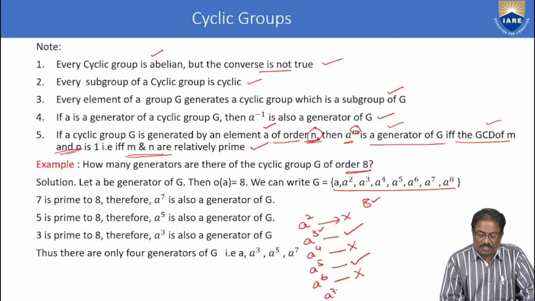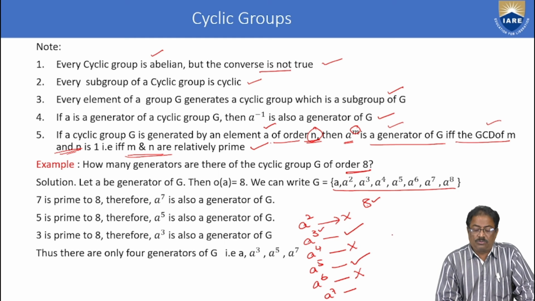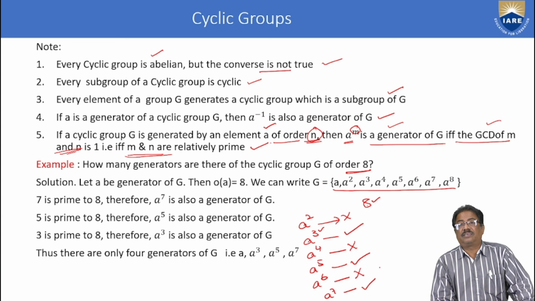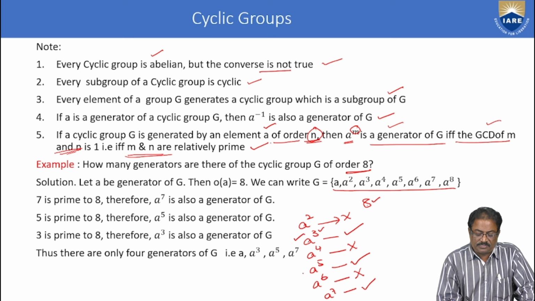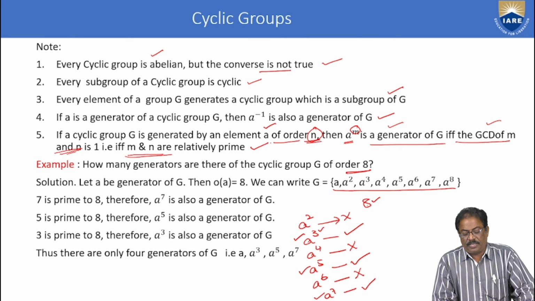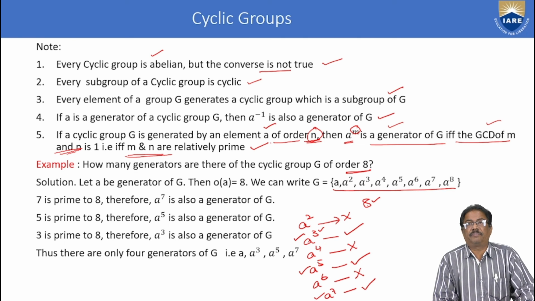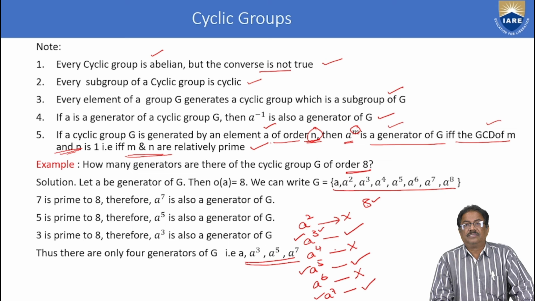And A power 7 and 8, they are relatively prime. So A power 7 is also another generator. So totally, how many generators is it having? It is having 3 generators: A power 3, A power 5 and A power 7. So these are the 3 generators of the given cyclic group.